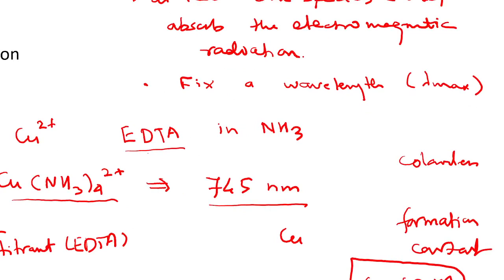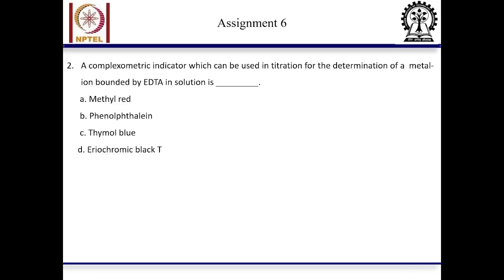Now I will go to the next question. The next question is: a complexometric indicator which can be used in the titration for determination of a metal ion bound by EDTA in solution is... Can anyone guess the answer for question number 2? Then I will discuss why that indicator is important.